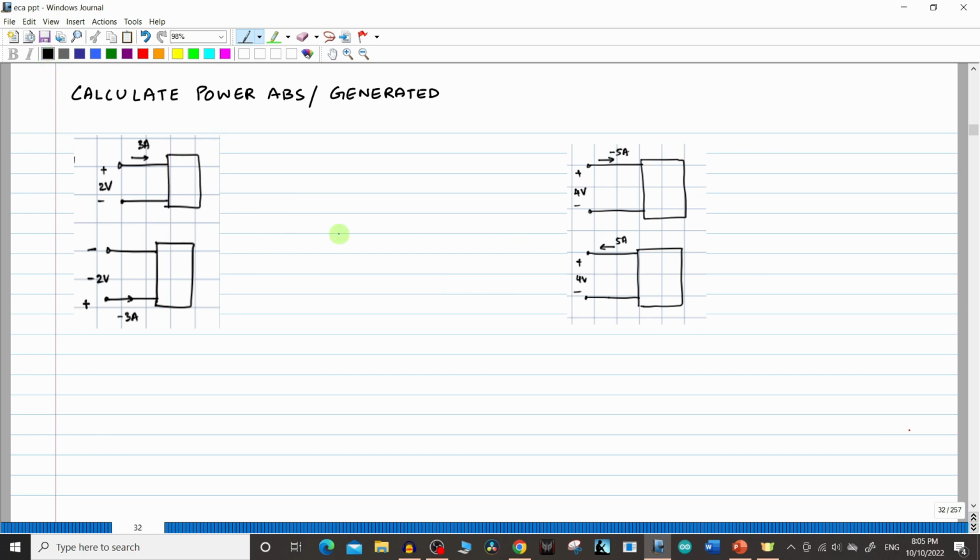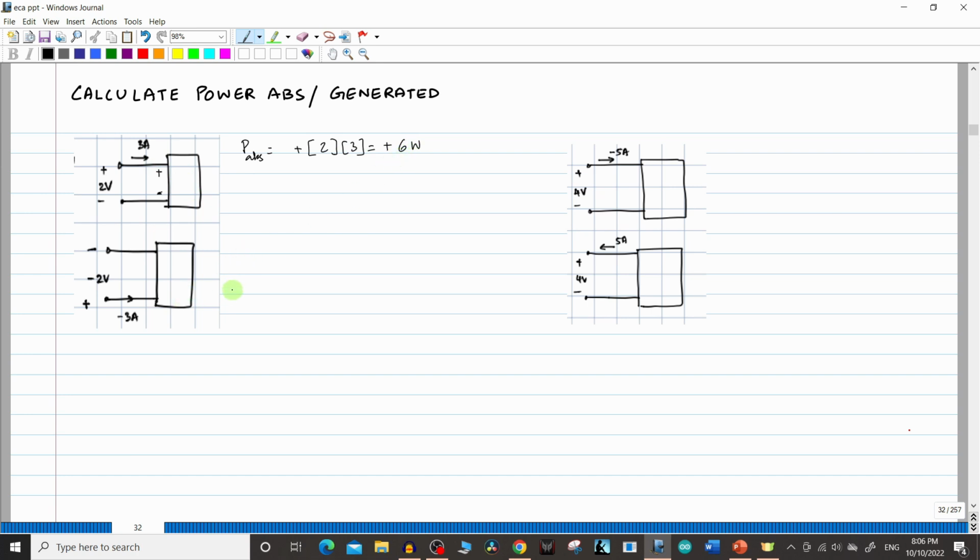There are 4 numericals here. You have to find either the power absorbed or the power generated. Let us find for this case what is the scenario we can see. In this case the current is entering the positive terminal, right? So when current enters the positive terminal, power absorbed is positive. So power absorbed, I will write it as positive sign multiplied by the voltage. The voltage is 2 volt multiplied by 3 ampere. The current is 3 ampere. So this circuit element here is absorbing plus 6 watts.